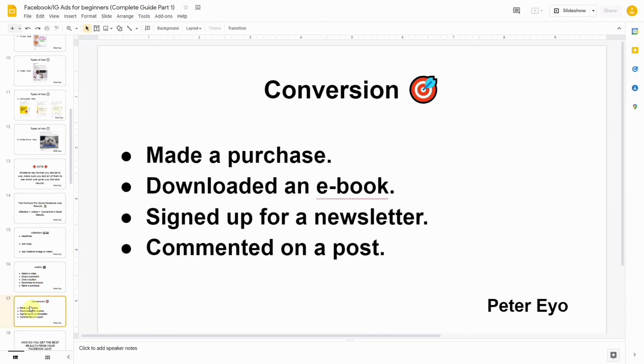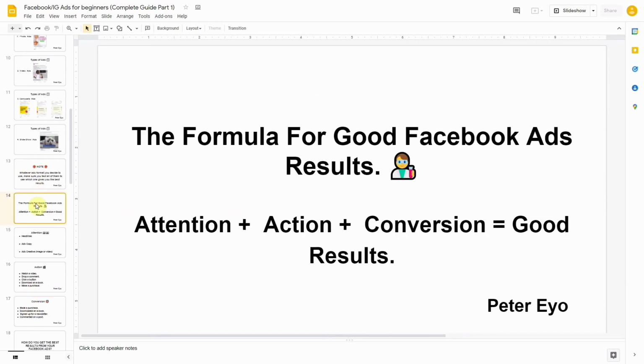Now, conversion is pretty simple. This is after they have either made the purchase, that means they bought your product, or downloaded your ebook, or even signed up for a newsletter, or commented on your post. Like I said, it depends on the action you wanted them to take. So that's the formula. Attention, action, conversion is equal to good results.